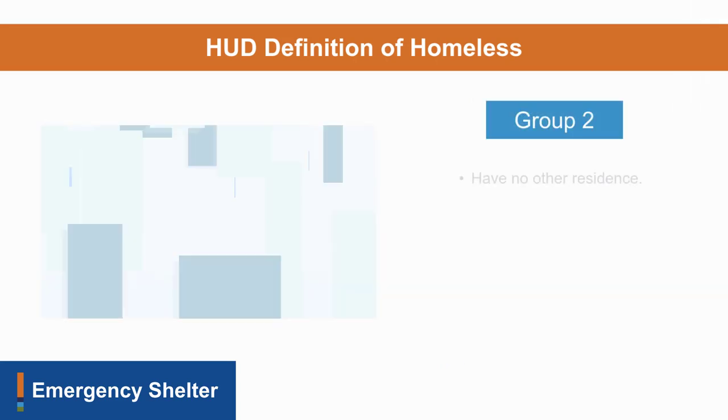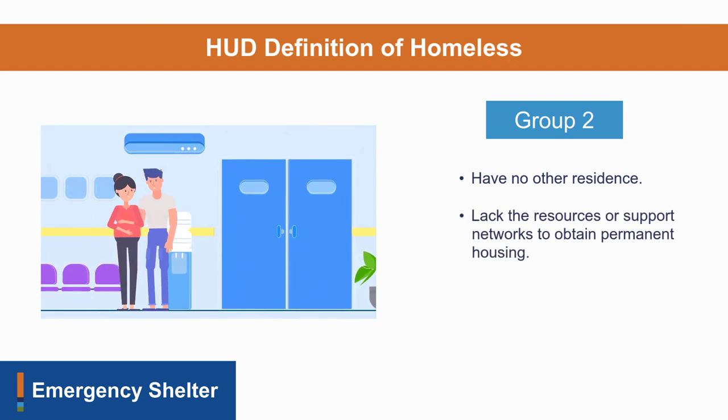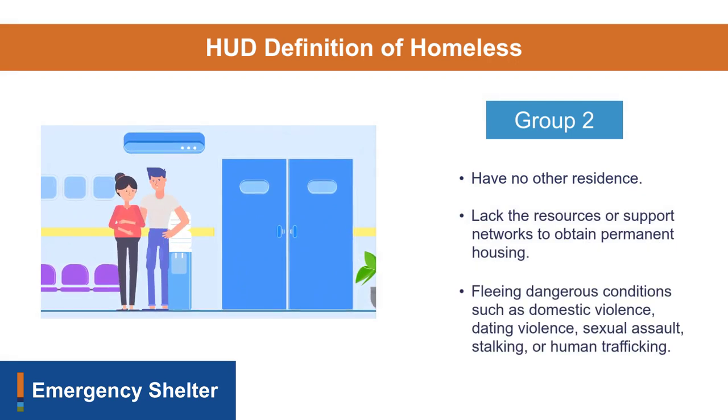The second are individuals and families who have no other residence, lack the resources or support networks to obtain permanent housing, and are fleeing dangerous conditions such as domestic violence, dating violence, sexual assault, stalking, or human trafficking.